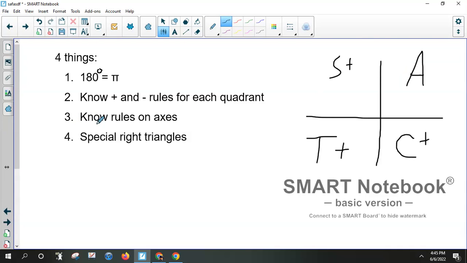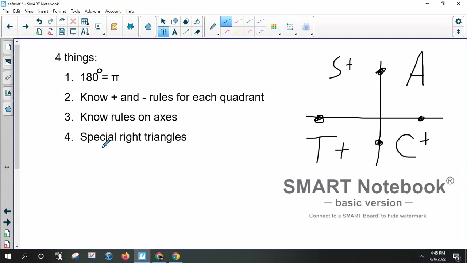We also need to know the rules on the axes. For example, we have these special points. Hopefully you remember what that coordinate is. 0, pi over 2, pi, 3 pi over 2. And this coordinate is 1, 0, negative 1, 0. We need to know what those values are. Those are fairly straightforward.